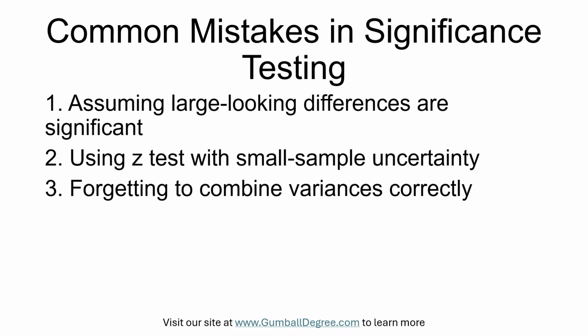A common mistake is treating every difference as significant just because it looks large, when you must compare it to the combined uncertainty. To avoid this, compute the test statistic rather than relying on intuition. Another mistake is using a z-test when the uncertainty is estimated from a small sample, which can understate uncertainty. Use a t-test in that situation. A third mistake is forgetting to combine uncertainties correctly from both measurements, so make sure to add variances, not standard uncertainties, when finding the expected variation.